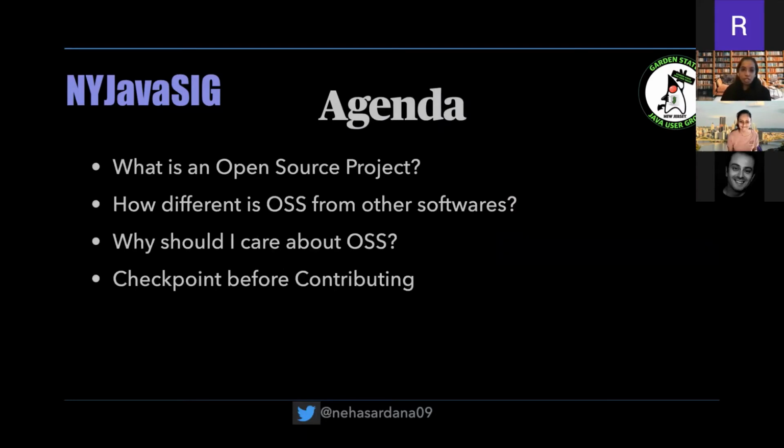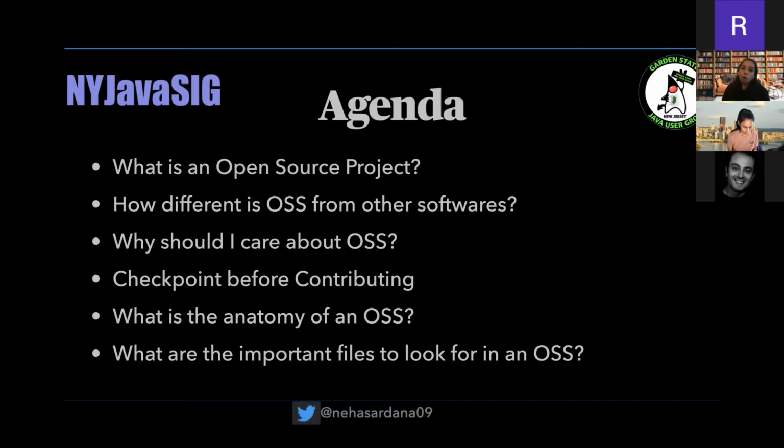Okay, so what agenda do we have here? We'll talk about what an open source project is, how different it is from other software, and the main differences to identify. As a developer, why you should care about open source software is also an interesting fact. We'll also have a checkpoint before you start to make contributions, and we'll discuss the detailed anatomy of open source software. We'll also look at the files to look for when you are just starting to make your first contributions. We'll discuss those in detail as well.